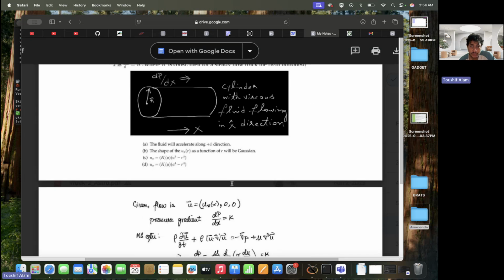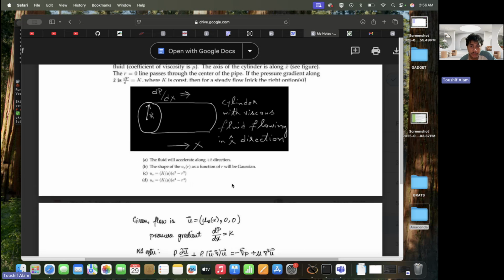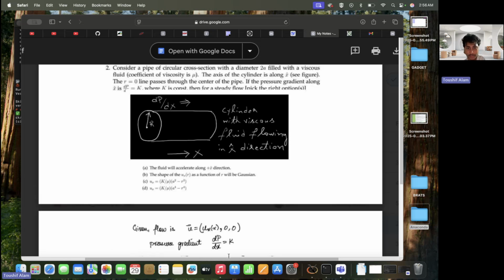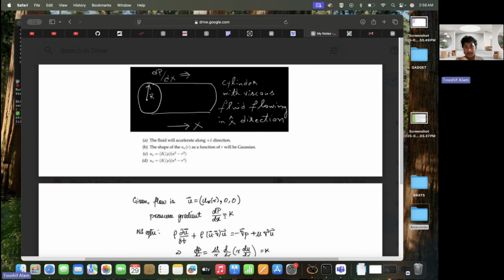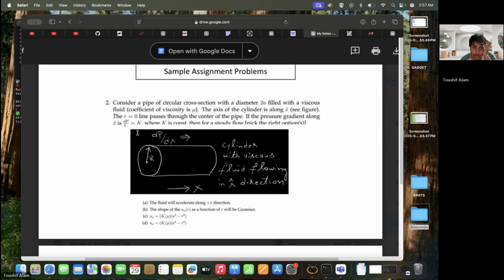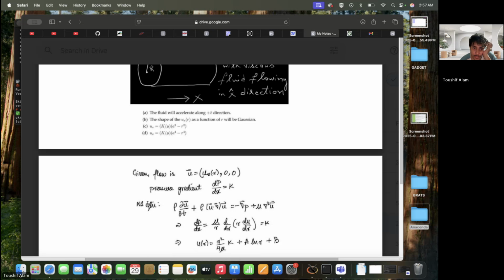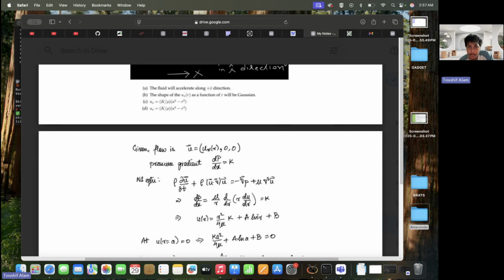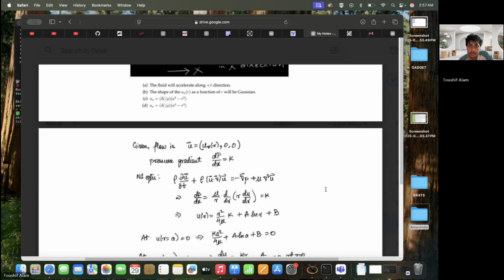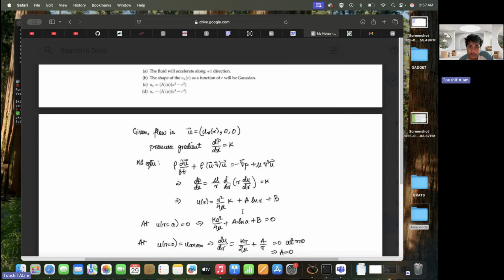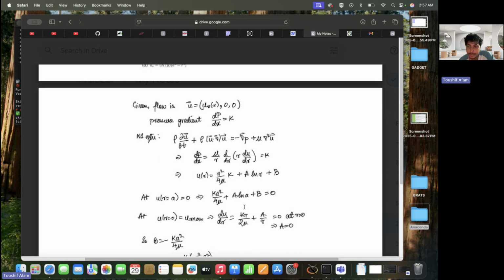Because the given flow is u_x, 0, 0, so in the x direction, the pressure gradient will be dp/dx equal to k. Right? So the Navier-Stokes equation says rho del u/del t plus rho u dot grad u equals minus grad p plus mu del square u. So dp/dx is equal to mu by r d/dr of r du/dr equal to k. A simple integration gives u equals k r square by 4 mu plus A ln r plus B.